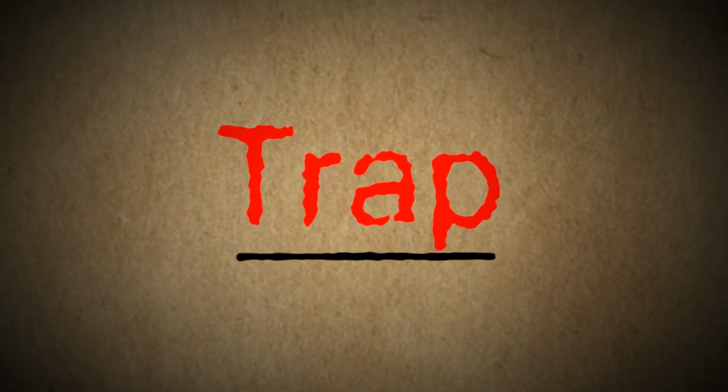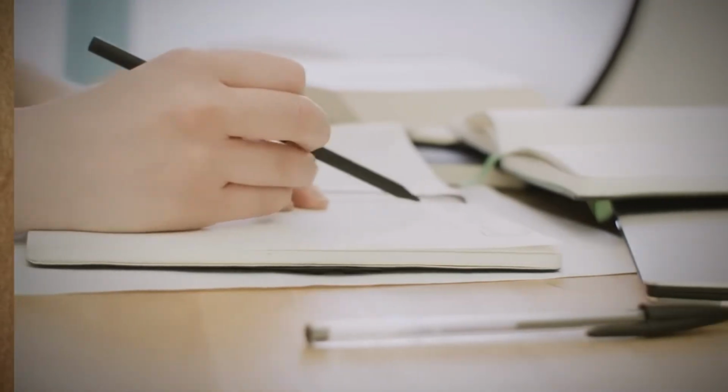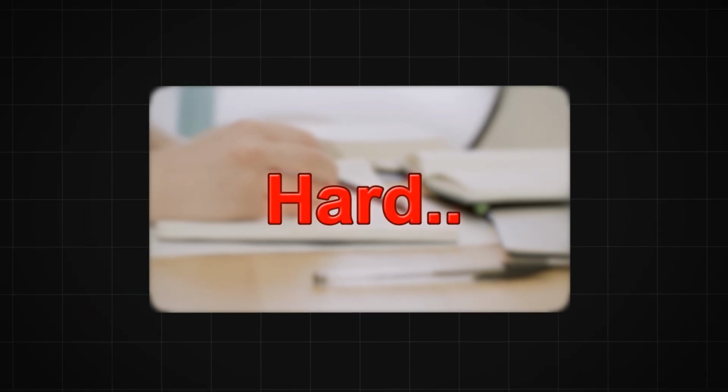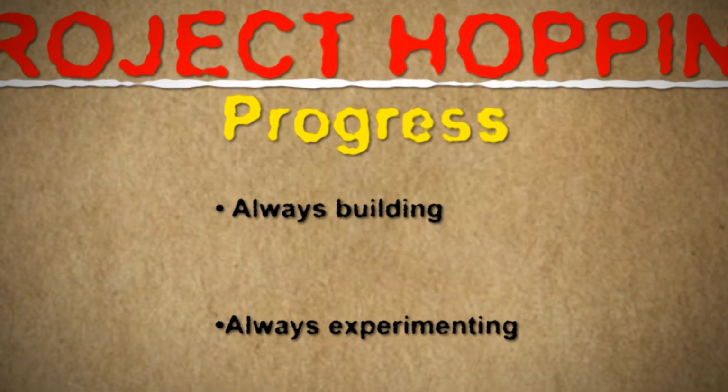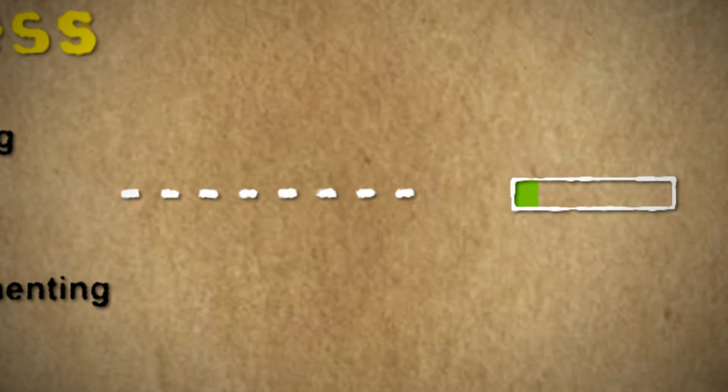There's a trap that a lot of game developers fall into, and I was stuck in it for a long time. Project hopping. I'd start a new project full of excitement, but as soon as the work got hard, I'd move on to the next idea. Not because the project was bad, but because finishing it seemed almost impossible. Project hopping feels like progress. You're always building, always experimenting, but nothing ever gets finished.